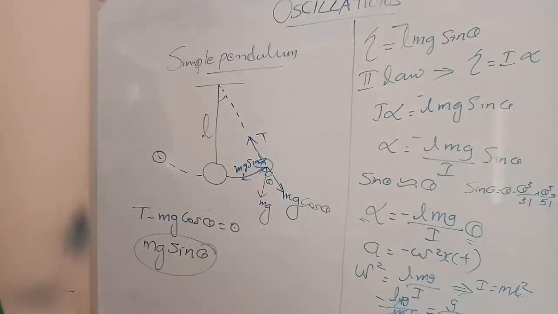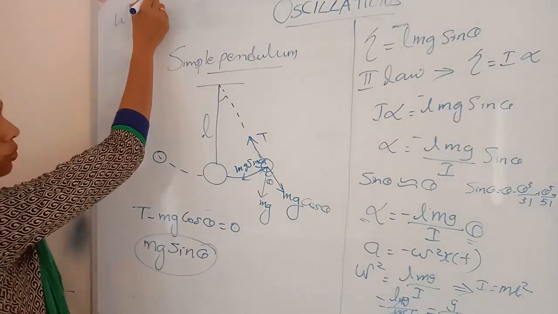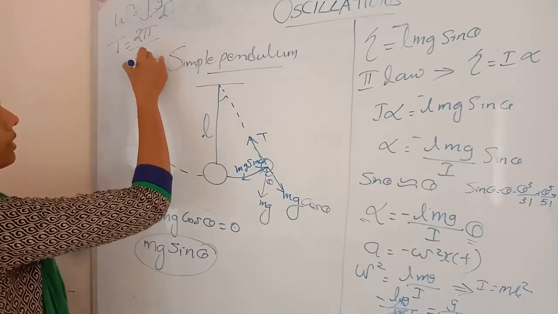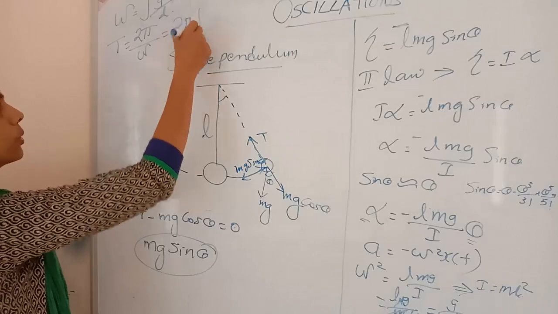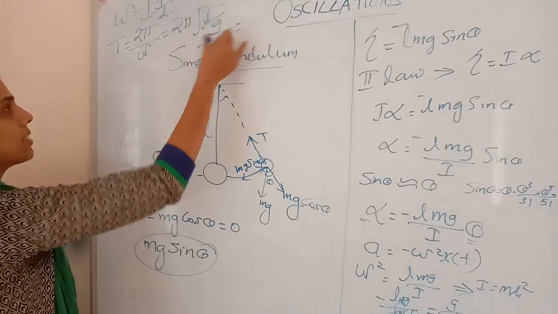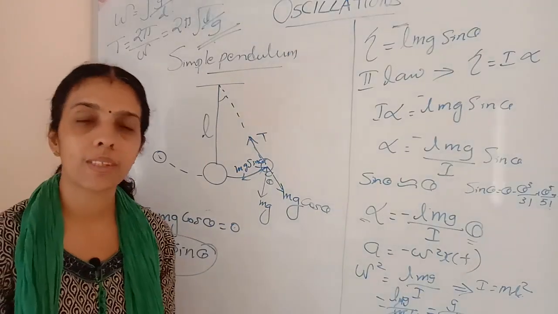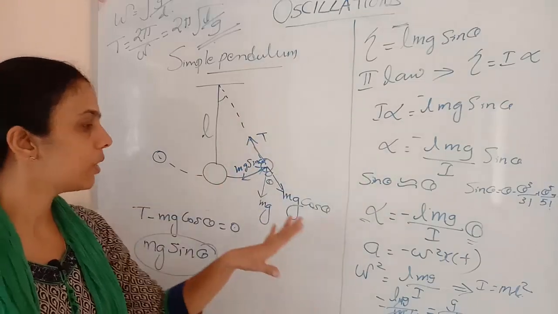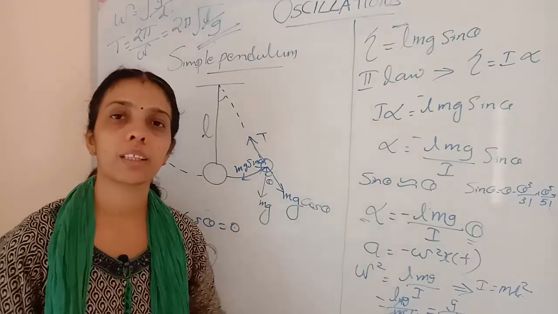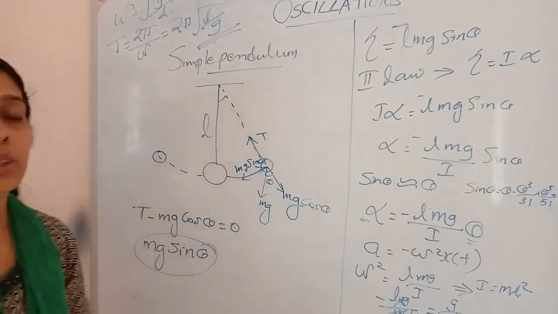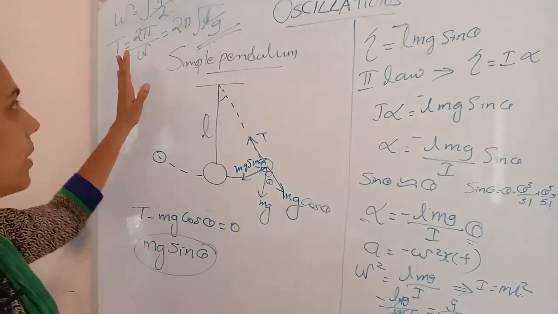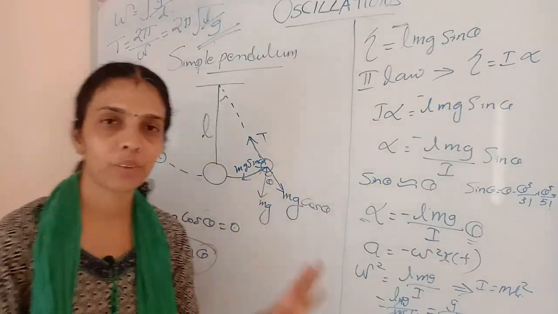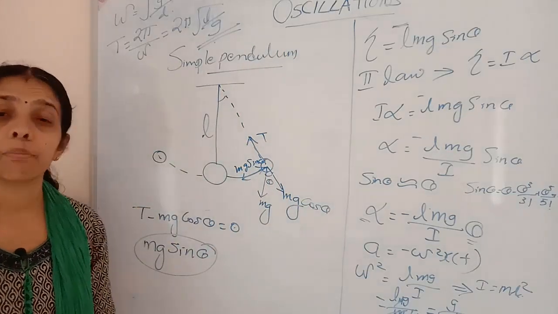What is omega then? So we will get omega as root of g by L. T is equal to 2 pi by omega. Therefore, T equals 2 pi into root L by g. This is the expression for the period of oscillation of a simple pendulum. So the period of oscillation of a simple pendulum we are deriving in this manner, using the rotational effect. Angular displacement only we are considering here. So we are getting time period T equals 2 pi into root L by g. Clear how we are finding out the time period of a simple pendulum?